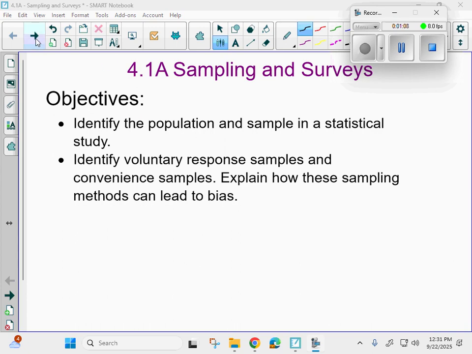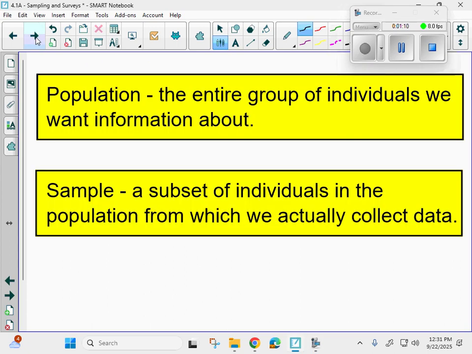So I would write down these definitions. Population is the entire group of individuals we want information about.